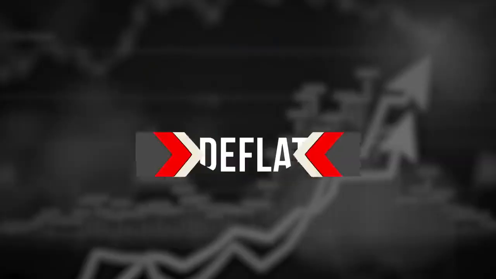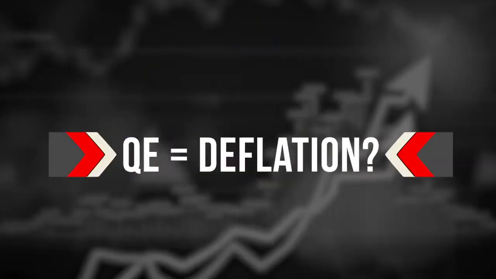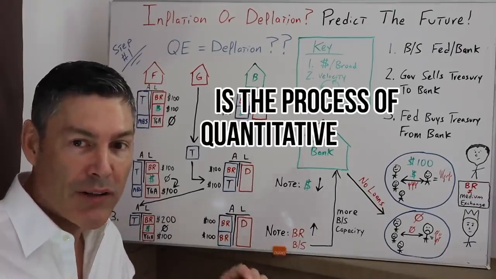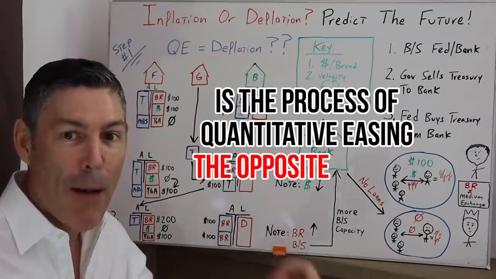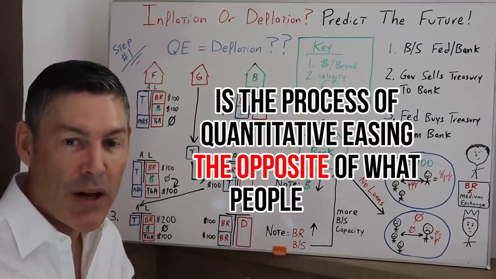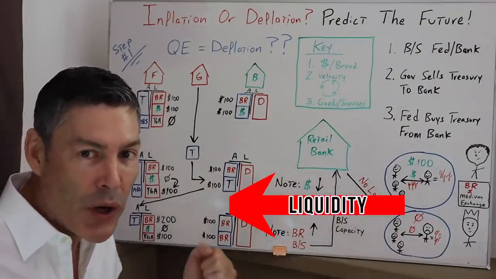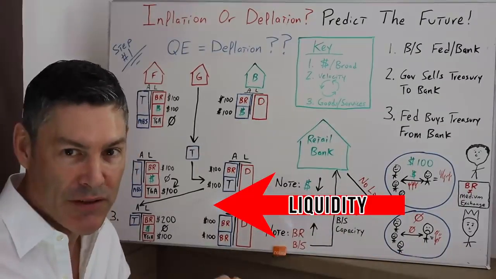Step number 1, does quantitative easing equal deflation? In other words, is the process of quantitative easing the complete opposite of what everyone thinks it is? Is it deflationary? Does it pull liquidity out of the system?